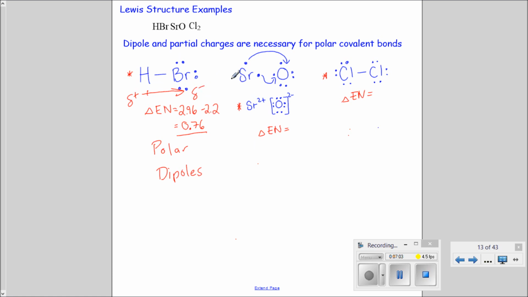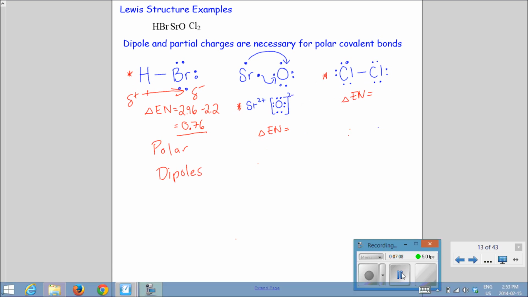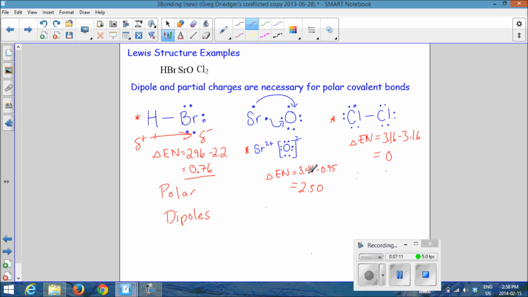Let's look at the difference in electronegativity for SrO and Cl2. If we subtract the electronegativities, the higher one minus the lower one all the time, you get 2.50, which is indeed ionic. We expected it to be ionic because it's a metal and a non-metal. The difference in electronegativity for chlorine is obviously going to be 0, and that is a non-polar bond. It does not contain any dipoles. Remember, the only ones that contain dipoles are polar bonds. You have to show the dipole pointing towards the more electronegative atom and show your partial charges. That's it.